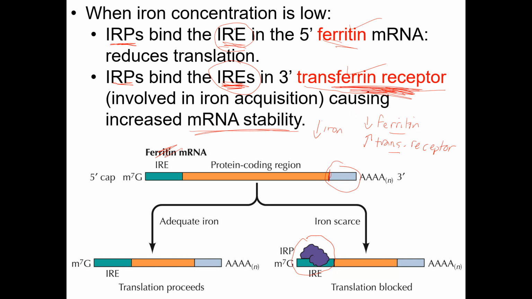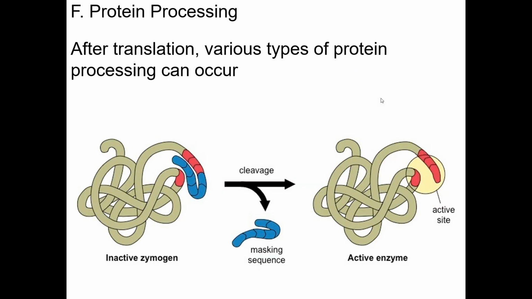So the code for the iron response element is in the 5' side for ferritin, and it's on the 3' side for the transferrin receptor. So this same code with the same protein does completely opposite things for opposite responses for ferritin and transferrin receptor. So that's a case of the DNA makes the RNA at the same level, right? But it's the RNA making the protein that's modified at this point, or that's regulated at this point. Okay, then almost to the last idea.